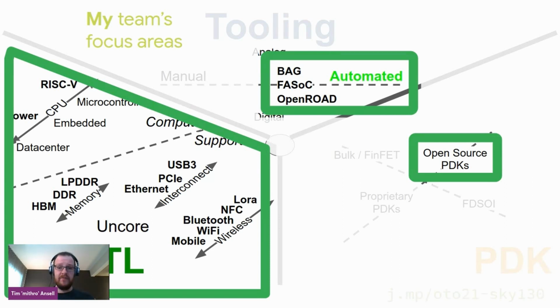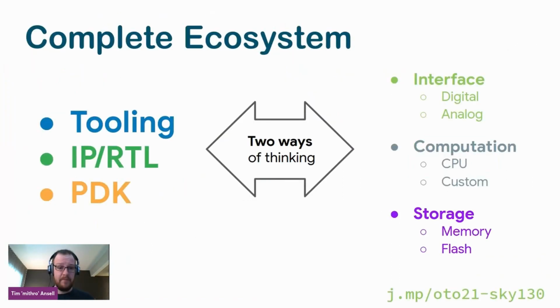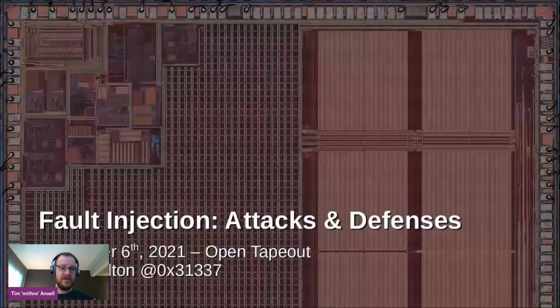And as I've been doing this, I've evolved my thinking a bit. As you can kind of see, my initial thinking was around tooling, IP, PDK. But the more and more I got involved in this, the more and more I started thinking about it from a software point of view, where you have the interface with the outside world that can come in digital and analog. You have the computation work, which is things like CPU and custom digital logic. And then you have storage, which is things like memory and flash.